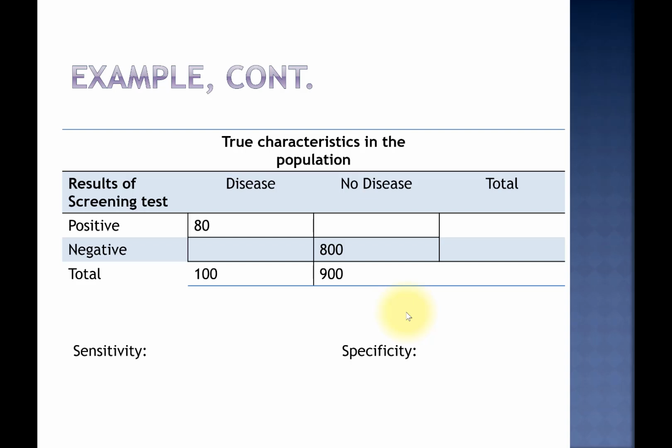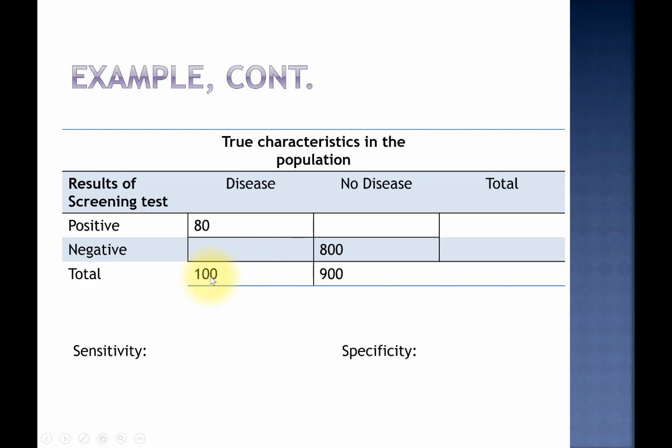Now, based on the description that I gave you, you saw that 80 people tested positive for the disease. Although you know that 100 are positive, once you gave them the test, you got 80 true positives and you got 800 true negatives. Once you know this information, you can pretty much fill out the remainder of the box. All you're going to have to do is subtract.